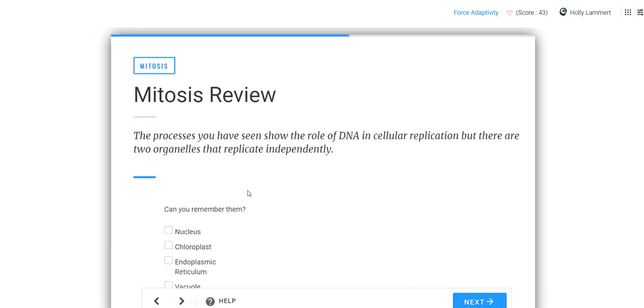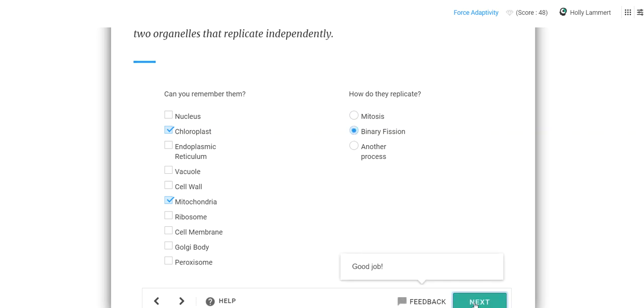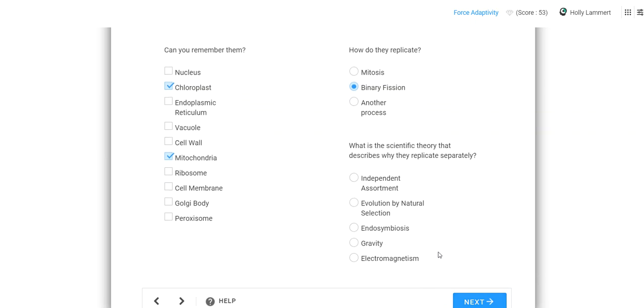Okay, so let's review mitosis. The process you have seen shows the role of DNA in cellular replication, but there are two organelles that replicate independently. Can you remember them? We just talked about that. That's the chloroplast and the mitochondria. How do they replicate? By binary fission, the same thing that prokaryotes use. What is the scientific theory that describes why they replicate separately? Endosymbiosis.